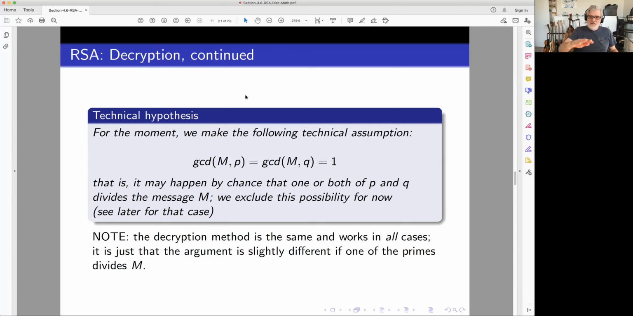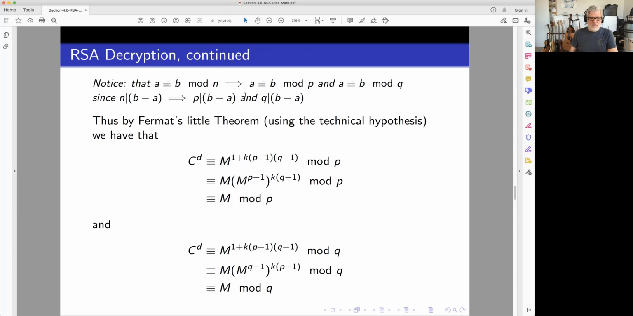So the decryption method will still work, but the argument is different. I'm just putting this hypothesis here to make you aware that the argument is different. I'll get back to this. It's not a big deal. It's not really important. So I'm making the hypothesis that we weren't very unlucky, and neither P nor Q divides the message M.